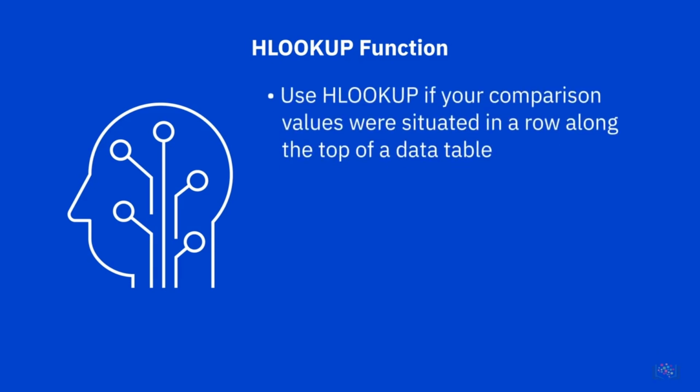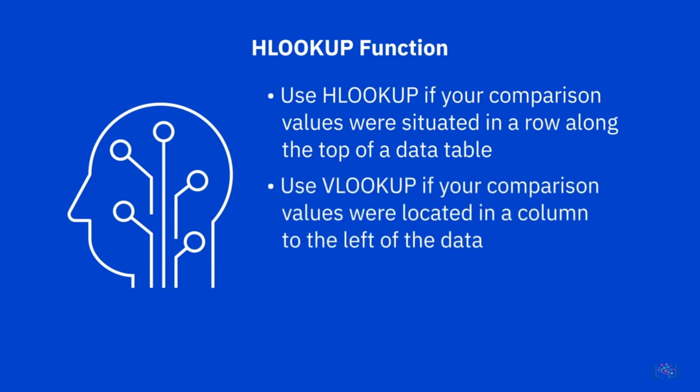Therefore, you would use HLOOKUP if your comparison values were situated in a row along the top of a data table. In contrast, you would use VLOOKUP if your comparison values were located in a column to the left of the data you want to find, as they were in the previous task. Of the two functions, VLOOKUP is used far more frequently than HLOOKUP because of the nature of most data tables.